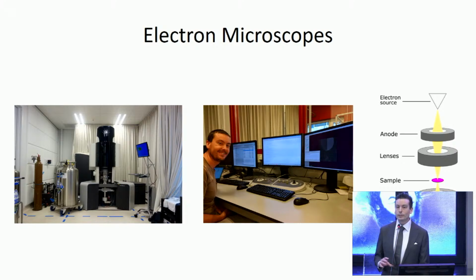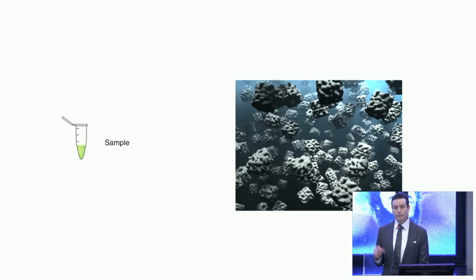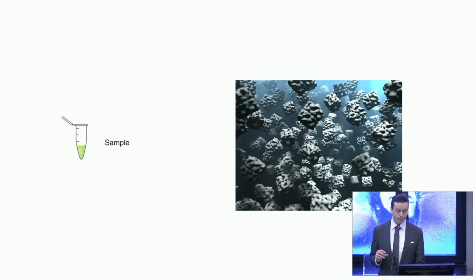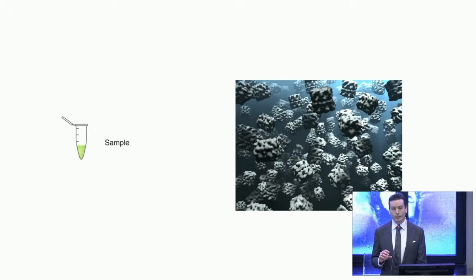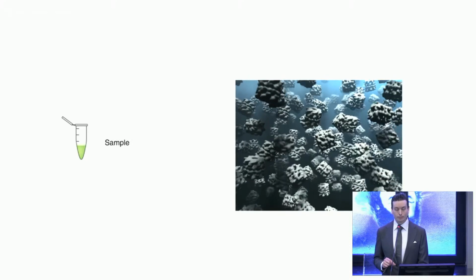I've now told you something about how an electron microscope works, but I haven't told you yet how we go from a protein sample to a protein structure. This is what I will tell next. We start with a sample in a small tube, and inside of this tube are proteins floating around. But this is not yet how we can place it in a microscope. We need to take a couple of steps before we can do that.